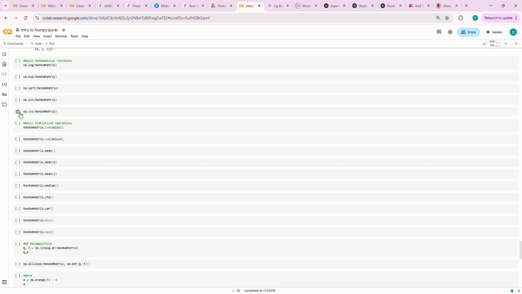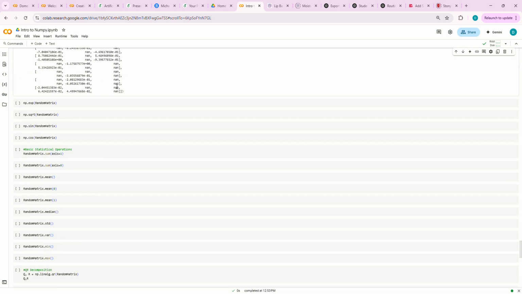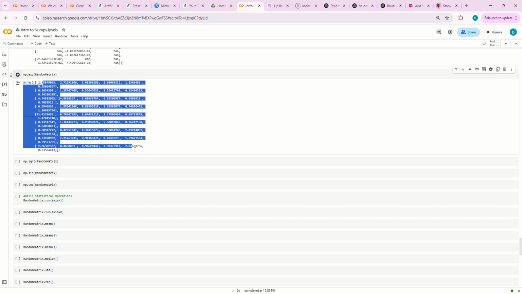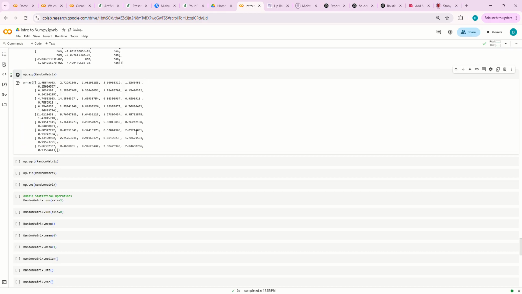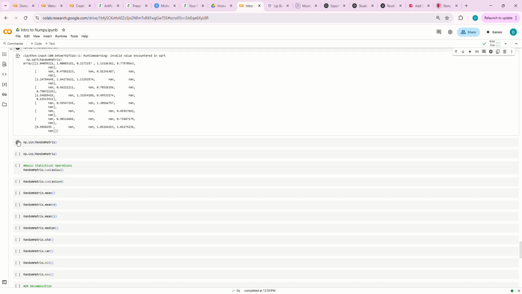But yeah, it should be shuffling. And then we take the log of the random matrix. So notice some of these are NaNs. If you recall, the logarithmic operation does not apply to negative numbers or zeros. So that's why those go to NaN. We take the exponential. That applies to everything. So you have everything in the matrix raised to an exponential, taking the square root. Notice you can't take the square root of a negative number, and we generate a normal random variable.